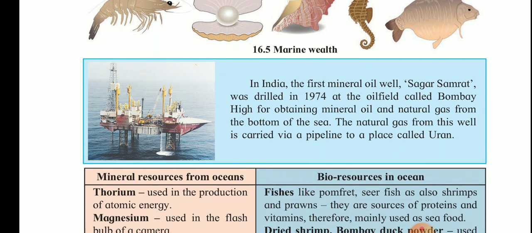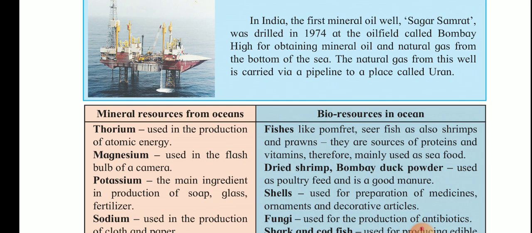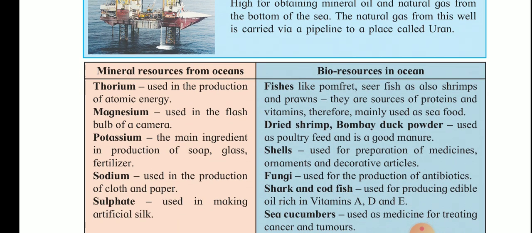Now in India, the first mineral oil well, Sagar Samrat, was drilled in 1974 at the oil field called Bombay High for obtaining mineral oil and natural gas from the bottom of the sea. The natural gas from this well is carried via a pipeline to a place called Uran. Now, mineral resources from the ocean.